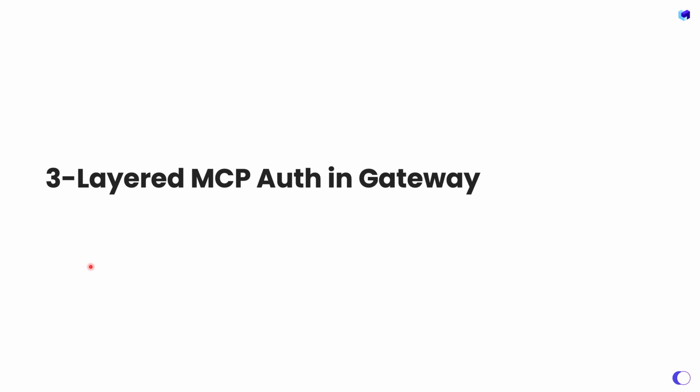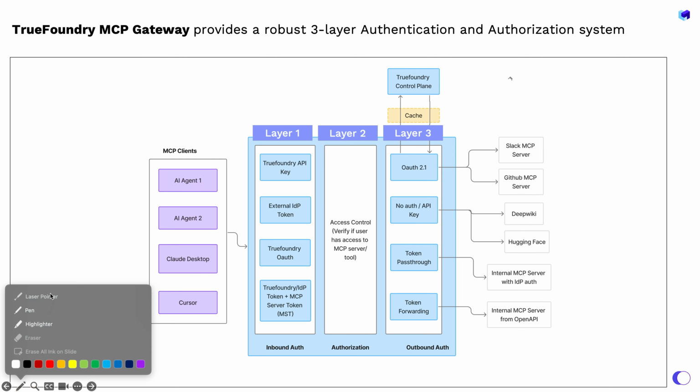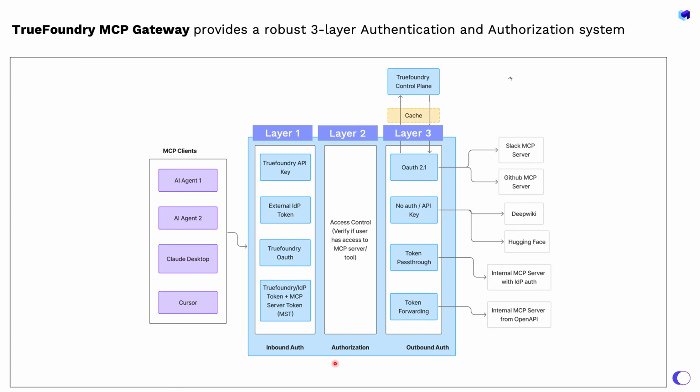Now let's go into the 3-layered MCP auth in the gateway. So now let's look at what happens under the hood of how the TrueFoundry MCP gateway actually does the authorization and authentication. This is the exact same diagram that we were looking at, with the layers mentioned explicitly now. The MCP clients first need to authenticate to the gateway because the gateway needs to understand who or which MCP client is actually trying to access the MCP server. There are 4 key mechanisms.